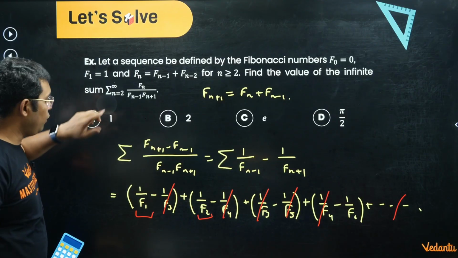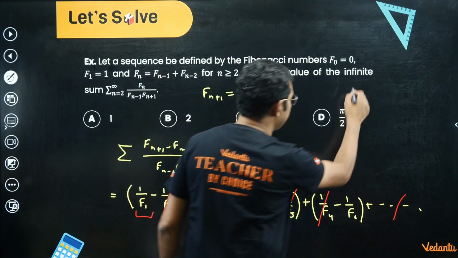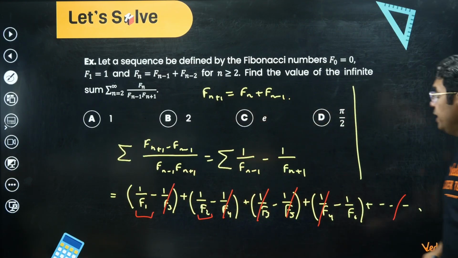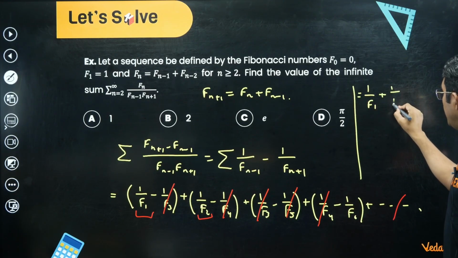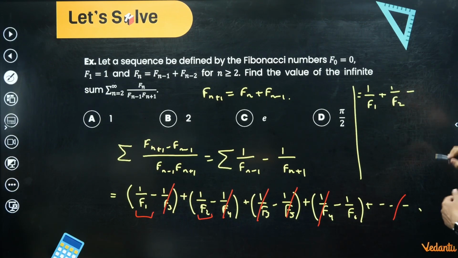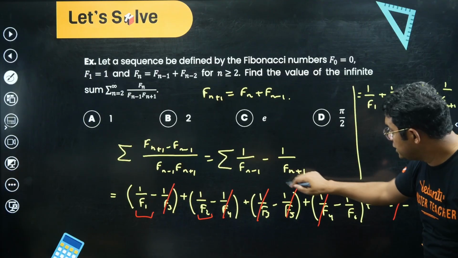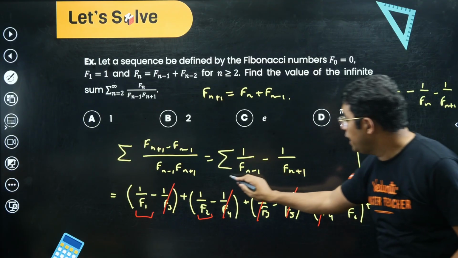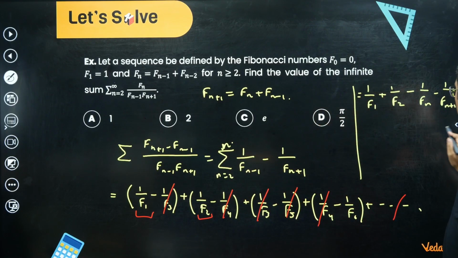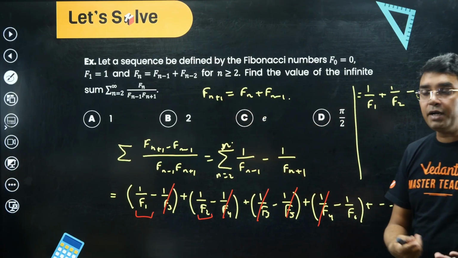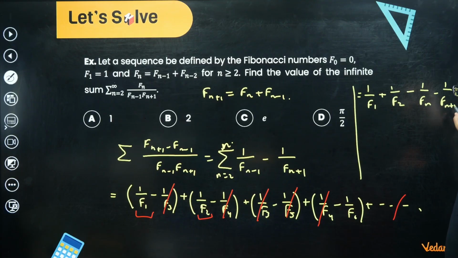If this was a sum of n terms, you can very well imagine the first two terms remaining, that is 1 upon f1 and 1 upon f2. In the end, if it was n terms, it would have been 1 upon fn and 1 upon fn plus 1. That will not be cancelled with anyone, because this is going till fn plus 1. If I take n from 2 to n, it will be going like this.